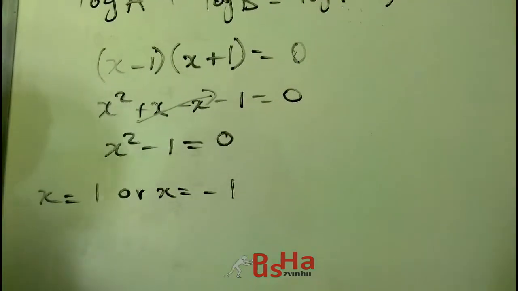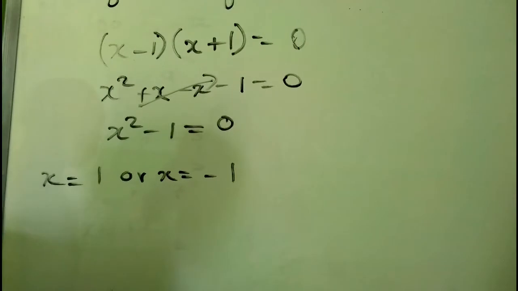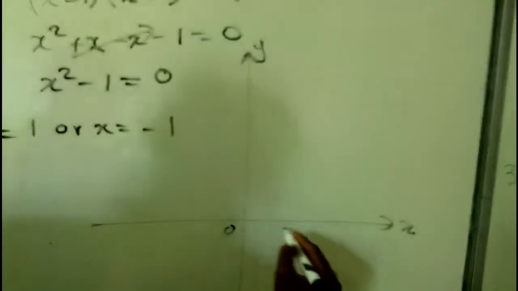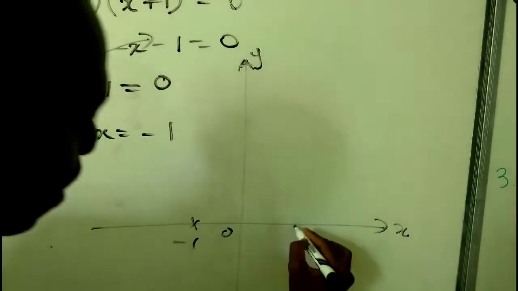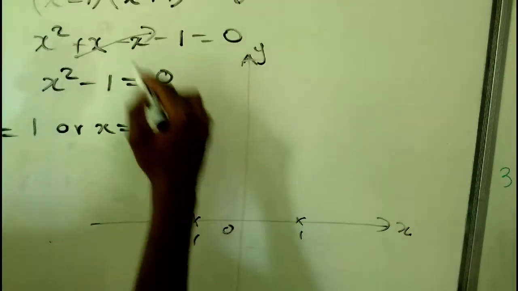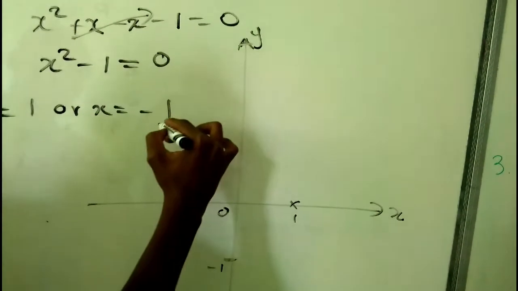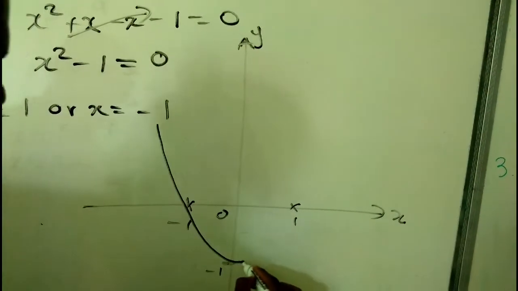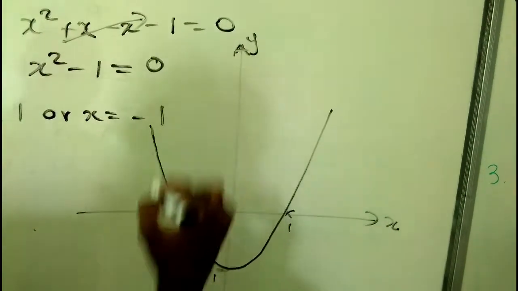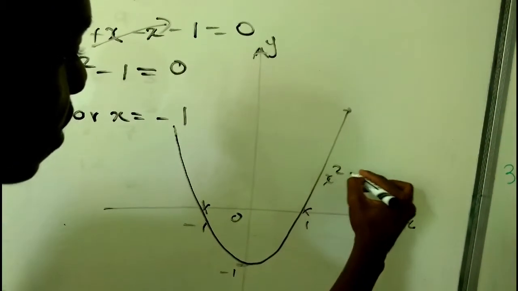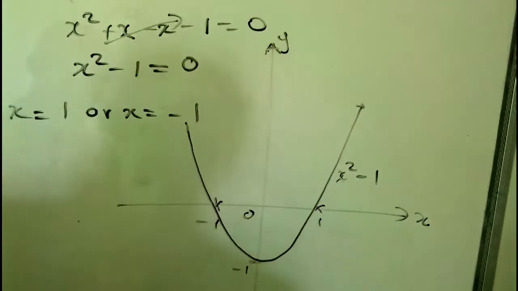So if it's difference of two squares, if we are to draw it on a quadratic graph on the Cartesian plane, we have here the y-axis, the x-axis. So we have x being equal to minus 1 here and x being equal to plus 1 and our lower value, which is equal to minus 1 here. So our quadratic curve will be like this. So here is our solution for this equation, x squared minus 1. That is our answer.